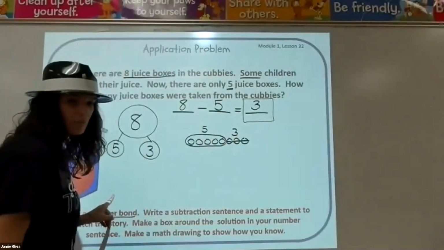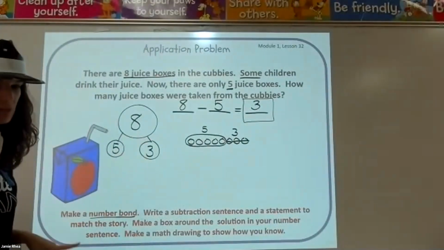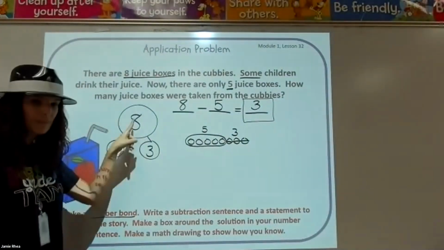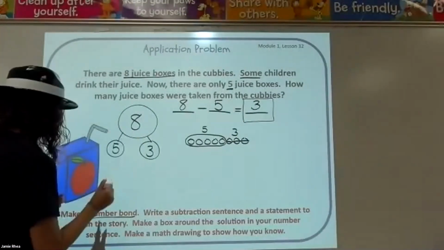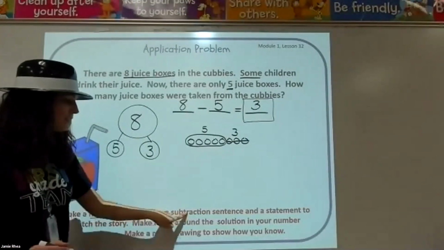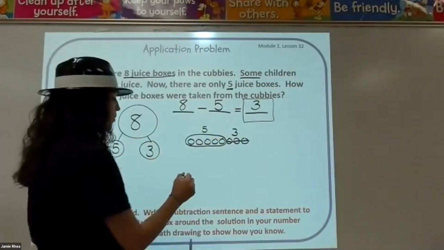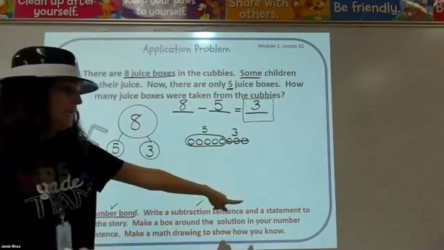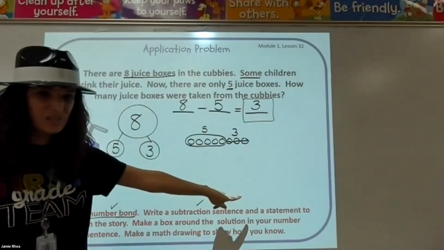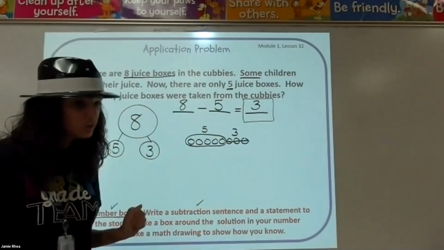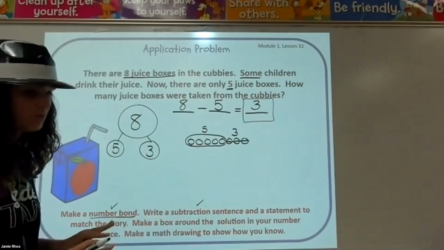Okay, so let's go at the bottom here and make sure we've done everything we need to. Did we make a number bond? Yep, and filled it in, so we could check that one off. Did we write a subtraction sentence? 8 minus 5 equals 3. We did, so we can check that one off. Have we made a statement to answer our story yet? No, we haven't done that one yet, so we're not going to do that yet.